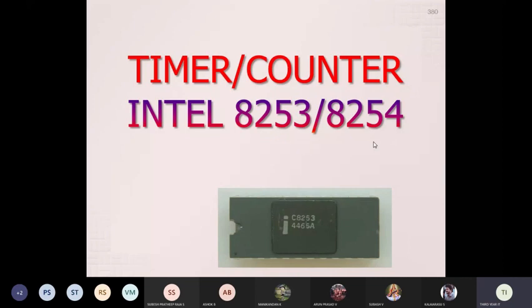Why we need an ADC unit? To interface the peripheral with 8086. Why we required an ADC unit? Anyone?